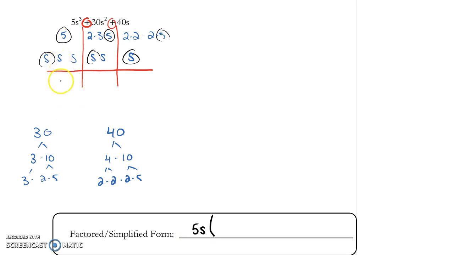Okay. What's left over? S times s is s squared. 2 times 3 times s is 6s. 2 times 2 is 4. Times 2 is 8. Both of these are separated by addition, so it becomes s squared plus 6s plus 8. If I distribute this out, I get back to my original. I'm correct.